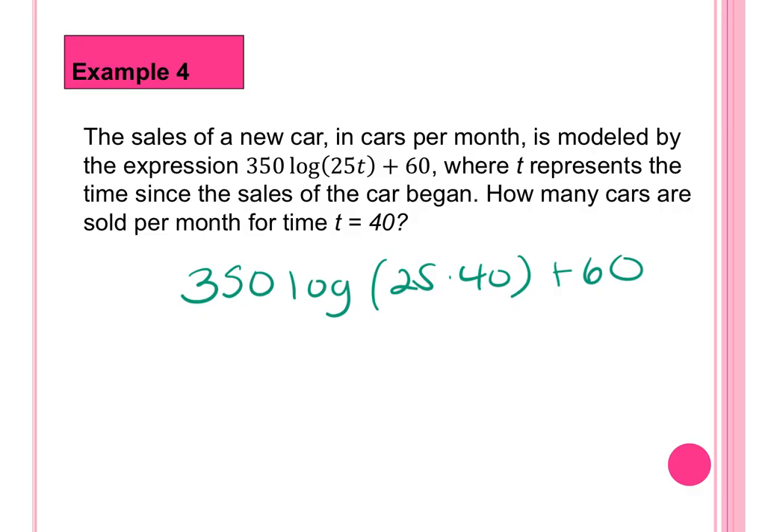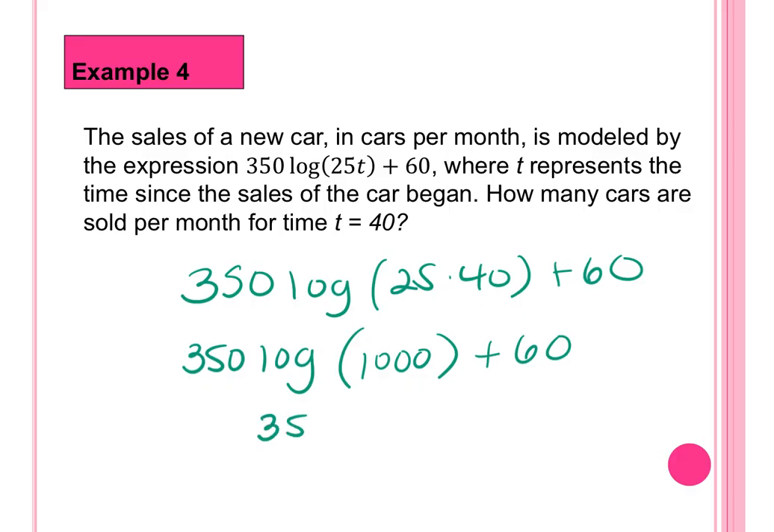Then I'm going to multiply 25 times 40. 350 log of 1,000 plus 60. Before I can do anything on the outside, I've got to find this, right? What's the base on that log? 10. So what is log of 1,000? 3. So this is 350 times 3 plus 60.